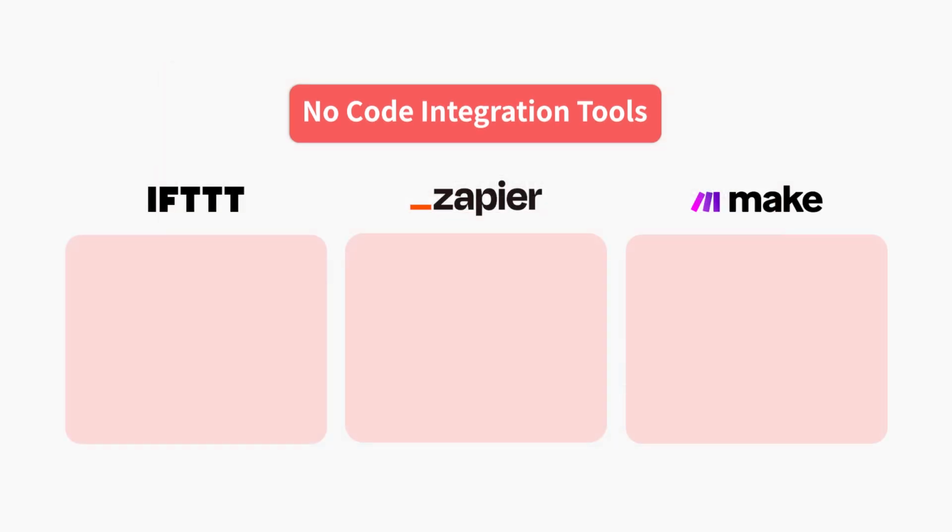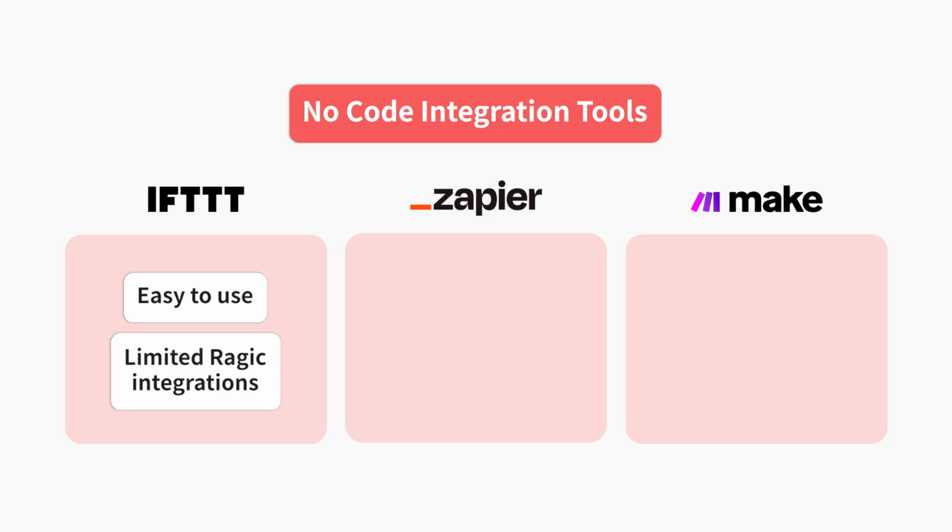IFTTT, Zapier, and Make work in similar ways, but they each have unique features that make them better for different tasks. IFTTT is the easiest to set up, but the free version only lets you create workflows with one trigger and one action. Also, due to its technical setup, IFTTT's integration options with Ragic are quite limited.